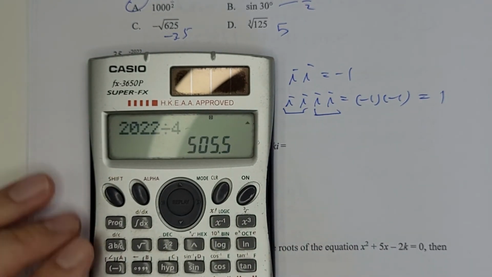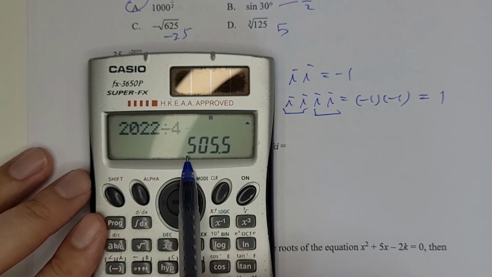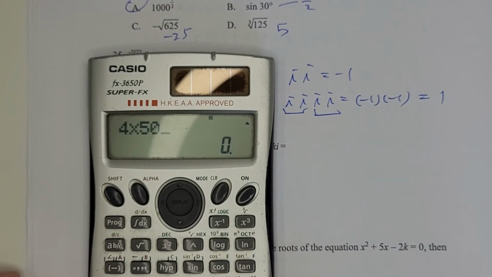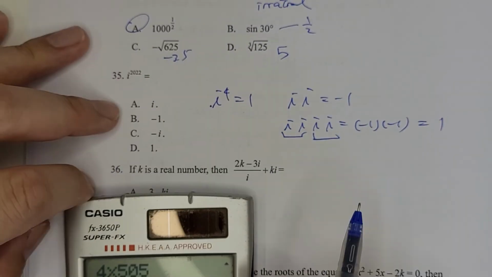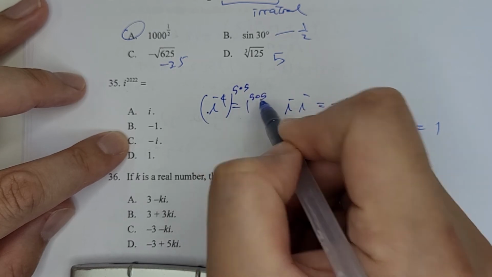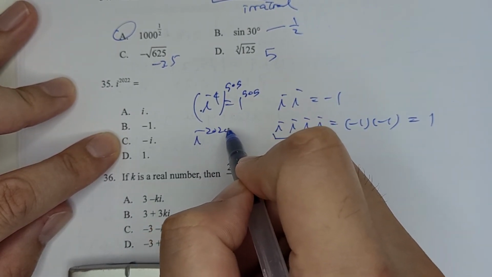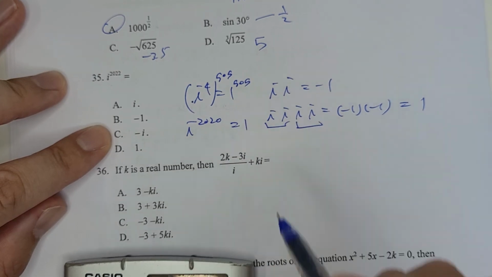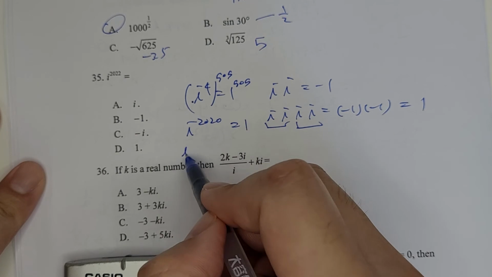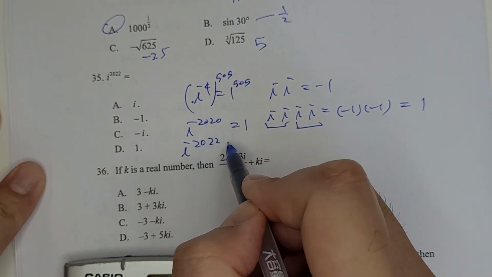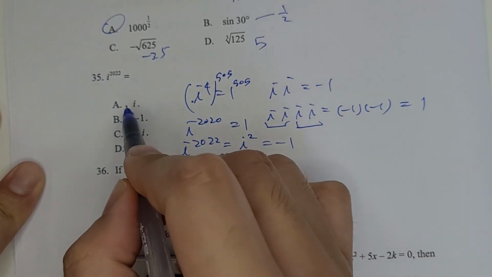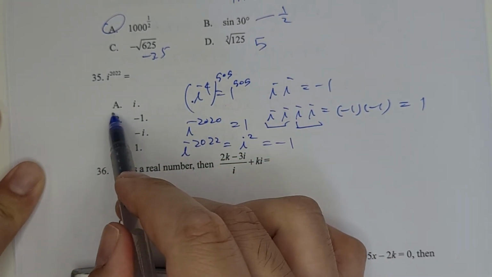2022 divided by 4. That is 505.5. So 4 times 505, that is 2020. That means when I take this power 505, i to the power 2020 is also equal to 1, right? And now I just want to add 2 more. i to the power 2022, that is i to the power 2, that is negative 1. So the answer is B.